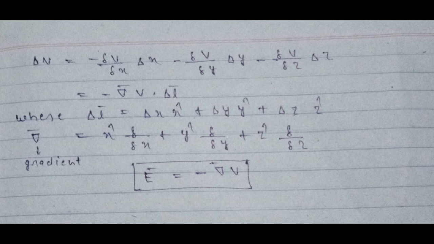where delta L is equal to delta x in x direction plus delta y in y direction plus delta z in z direction. And gradient, I am going to write this as x partial x plus y partial y plus z partial z. And this gives me that E, electric field, is nothing but minus gradient of V. This is the inverse relationship of what we learned earlier.